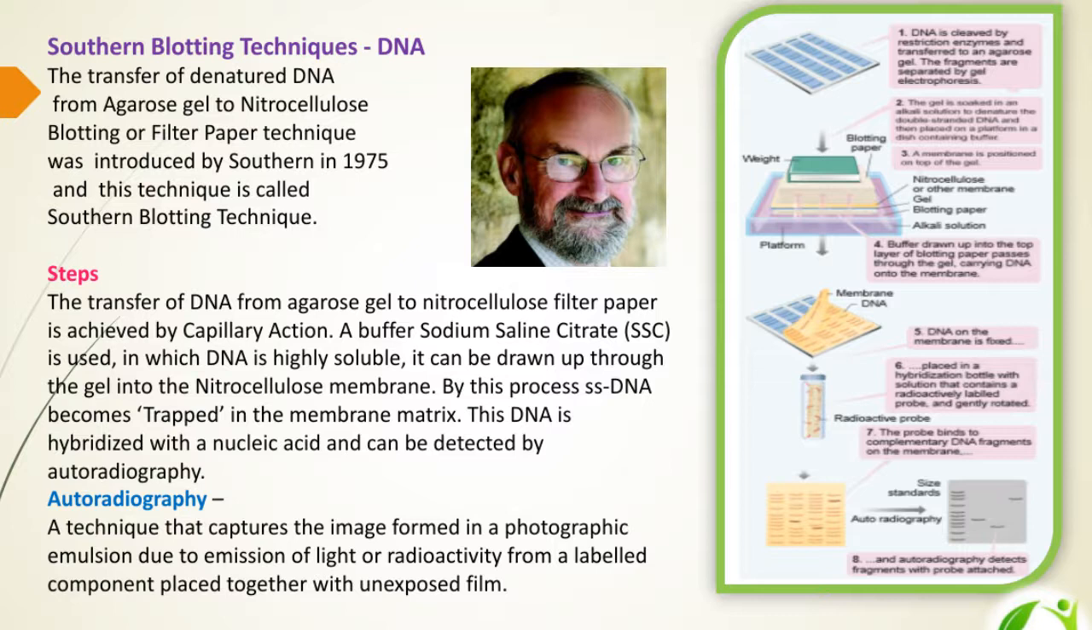Later the membrane is taken and placed in a hybridization bottle, which will have a solution containing a radioactively labeled probe, and it is gently rotated. When it is gently rotated, the probe will bind to the complementary DNA fragments on the membrane. Then autoradiography can be done, and it will detect the fragment which has been attached with the probe. This process is called the Southern blotting technique.